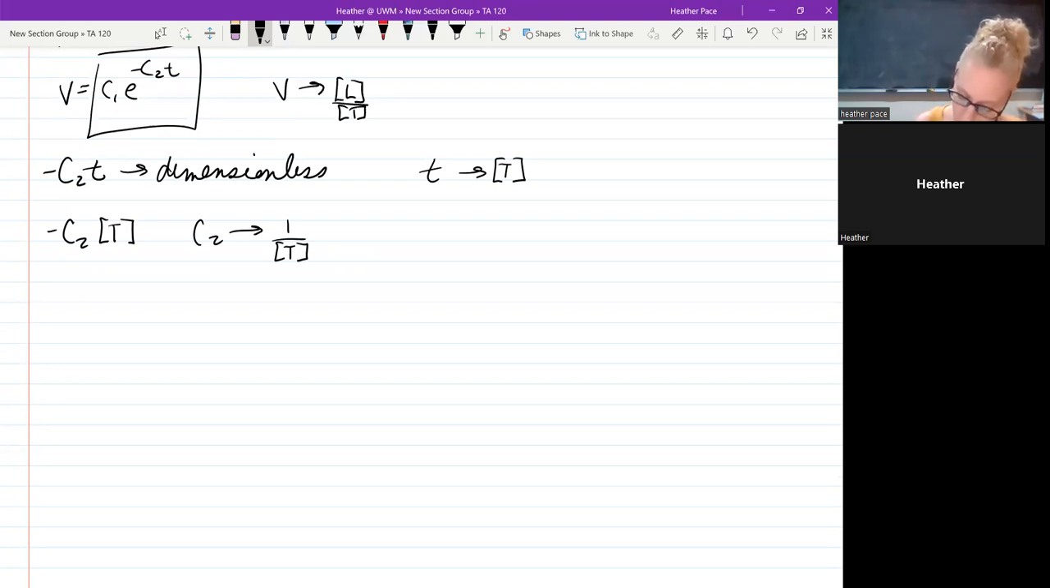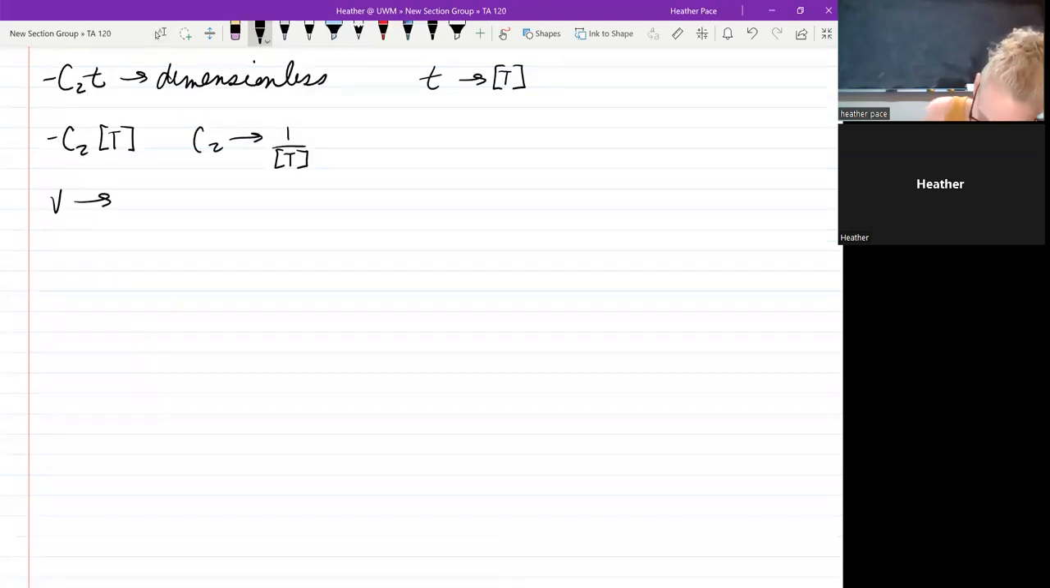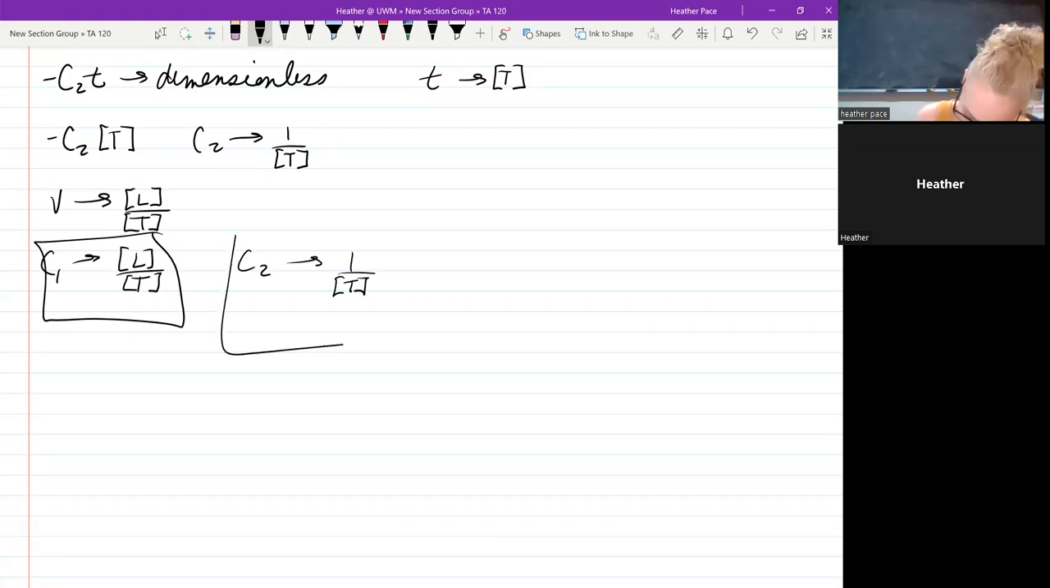Now we need to figure out what C1 is. So if E just becomes a constant, then C1 has to equal V. And we got V is L over T. So C1 must be L over T, and that's our answer. C1 is L over T. C2 is 1 over T. There we go.